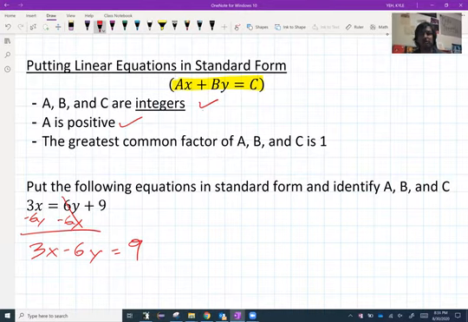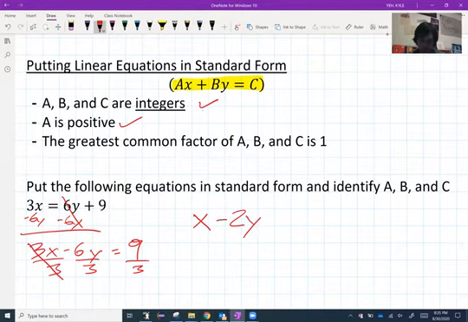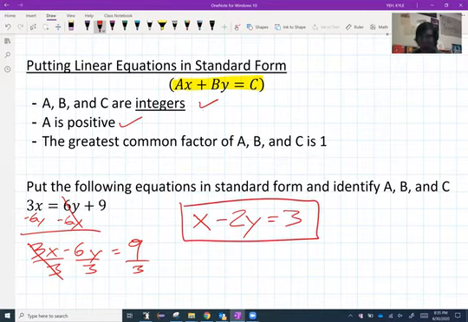But the third bullet point is the one we haven't quite met yet, and that is that the greatest common factor of a, b, and c is 1. I can divide something out from all those numbers. Hopefully you've spotted it: 3 goes into each of these. And so that would leave me with x minus 6 divided by 3, so 2y equals 9 divided by 3, which is 3. And that is the standard form of this linear equation. a, b, and c are all integers, whole numbers. a is positive, we have positive x's, and there's nothing we can divide out anymore from all 3 numbers.